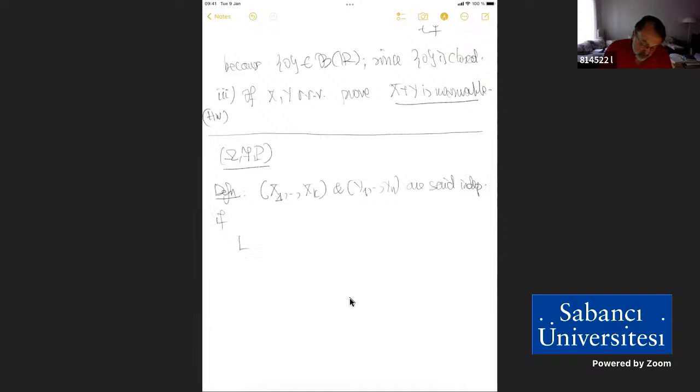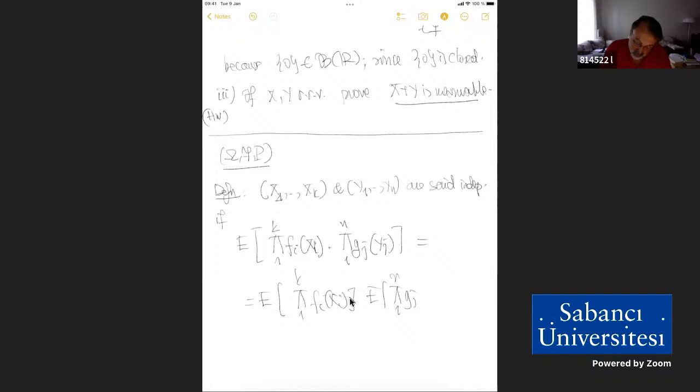if the expectation of the product from 1 to k of f_i(X_i) times the product from 1 to n of g_j(Y_j) is equal to the product of the expectations: the expectation of the product from 1 to k of f_i(X_i) times the expectation of the product from 1 to n of g_j(Y_j). This holds for any f_i and g_j which are continuous and bounded on R. CB means continuous and bounded functions. This is the most general definition of independence of two finite families of random variables. This is the first one.